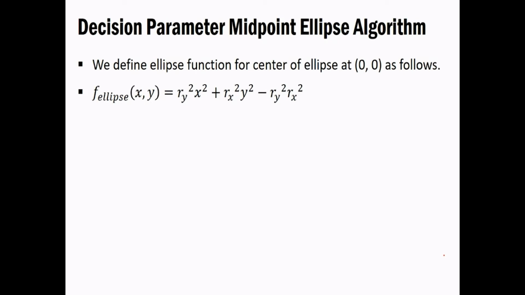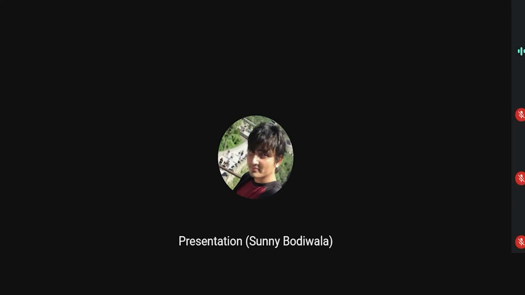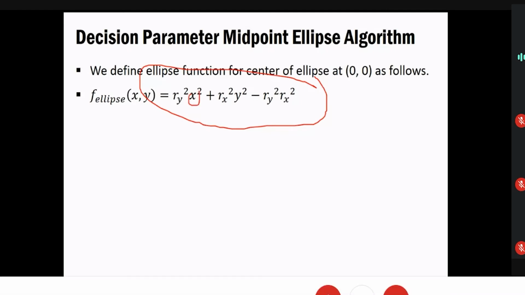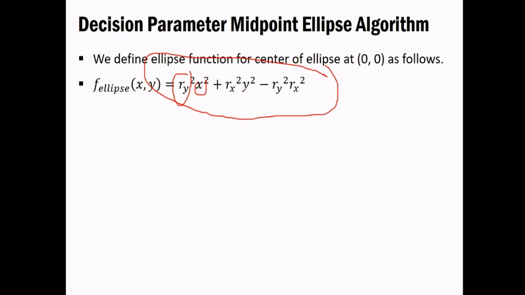Instead of x square plus y square minus r square, as in the circle generation algorithm, now we have to add up this thing. Instead of simple x, you have to also take this parameter into the picture. If you take this parameter into consideration, then you'd be getting a very big equation. So we'll see this thing.